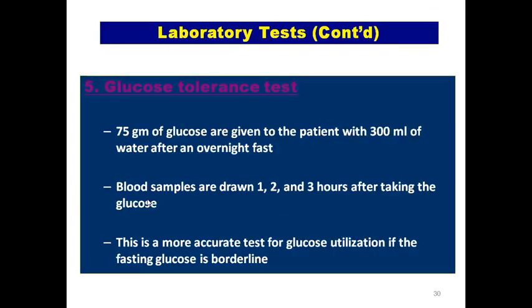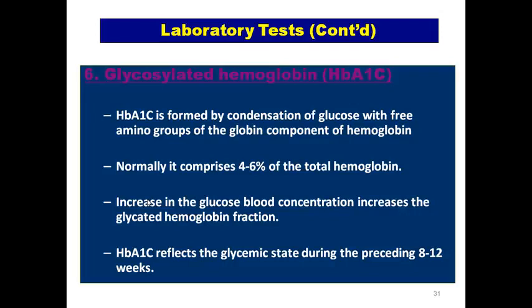Glucose tolerance test is the most accurate test for glucose utilization, especially in the patients who have borderline fasting levels. What we do is give 75 grams of glucose to the patient with 300 ml of water after an overnight fast, and samples are drawn at 1, 2 and 3 hours after taking the glucose.